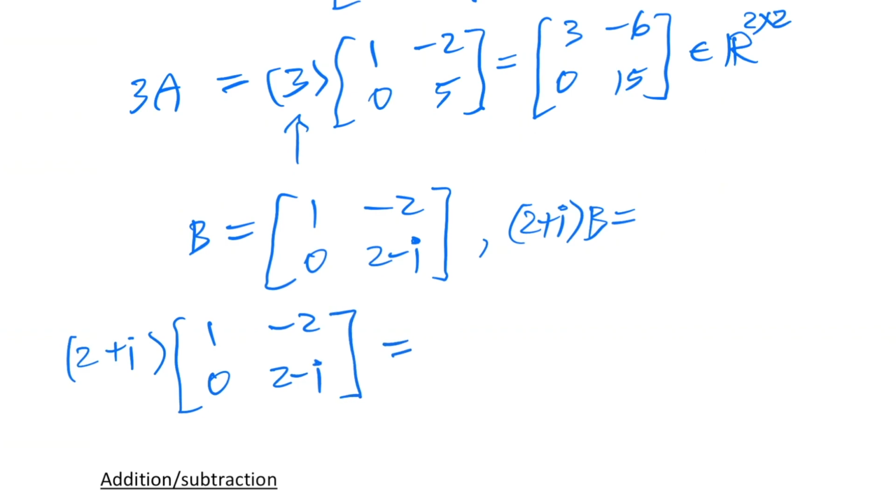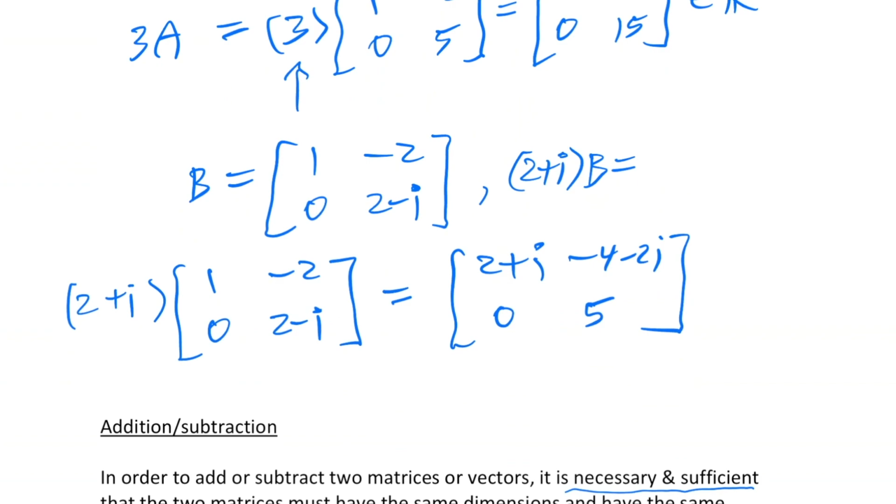And I would get 2 plus i, -4 minus 2i, 0, and then 5. Okay? For this last one, remember 2 plus i times 2 minus i.